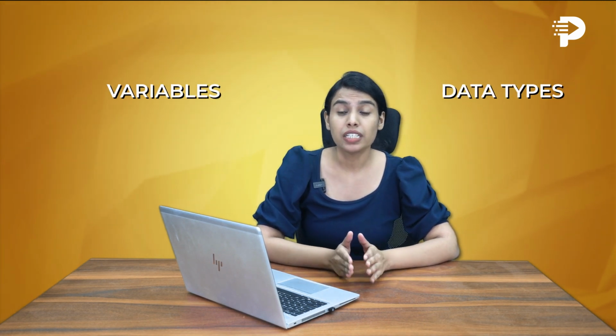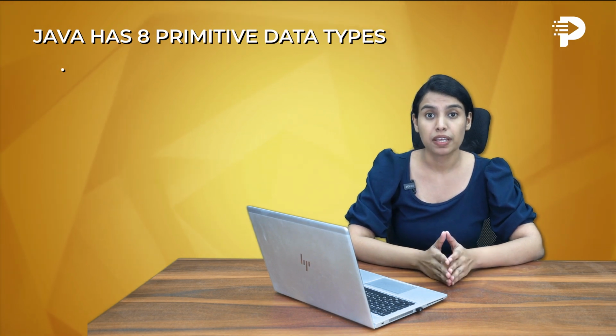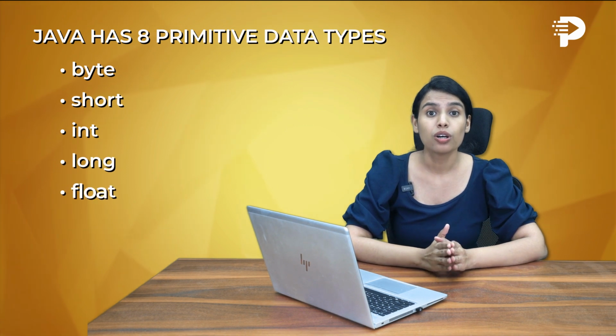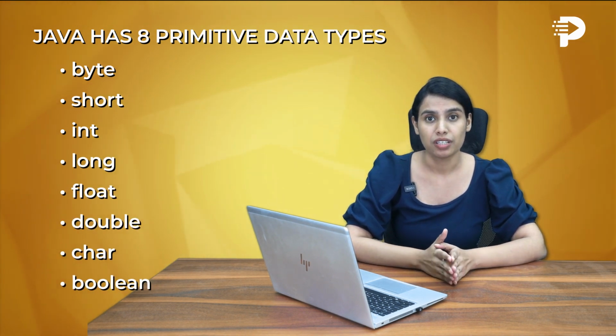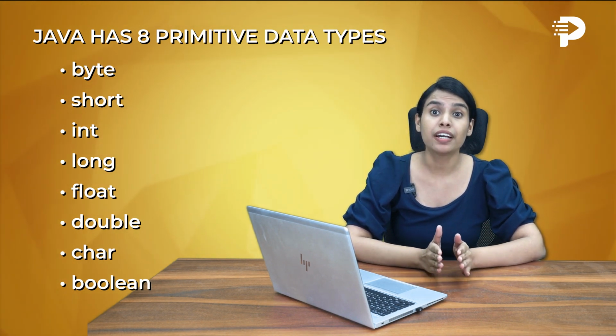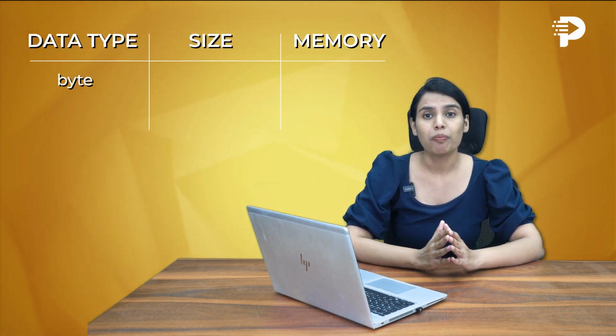Today, we are diving deeper into this ocean of data types. As we learned before, Java has 8 primitive data types: byte, short, int, long, float, double, char, and boolean. Each of these data types has a different size and a different range of values that it can hold. Let's look at them. Let's start with a byte.